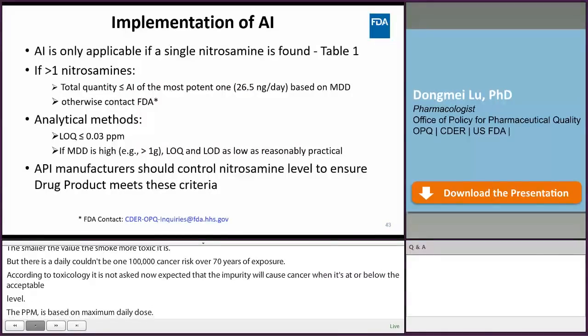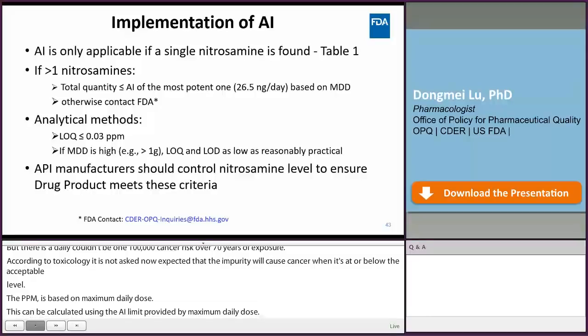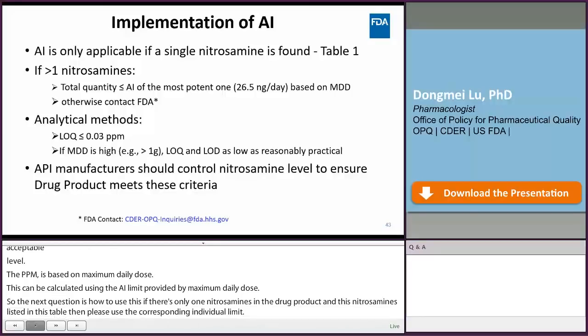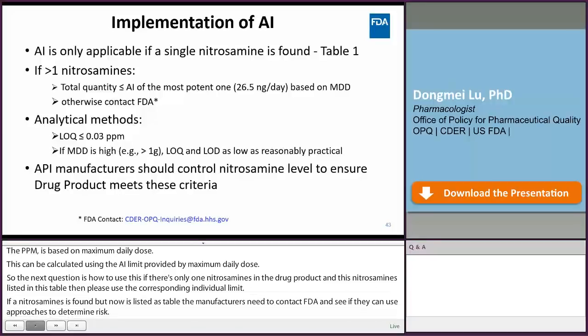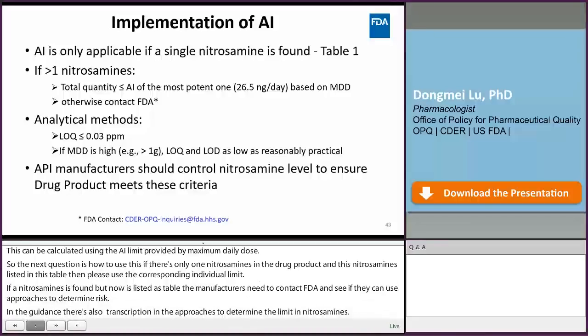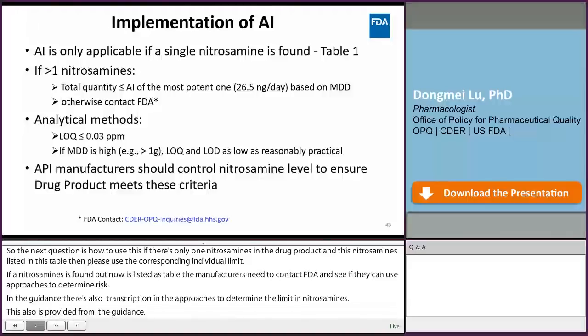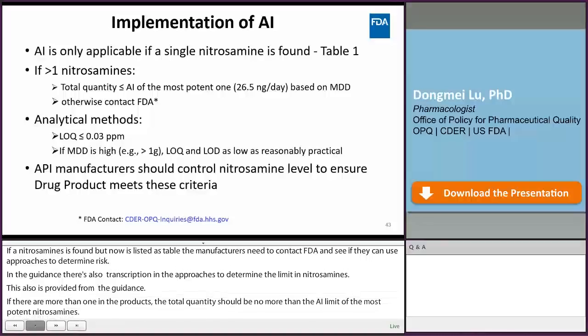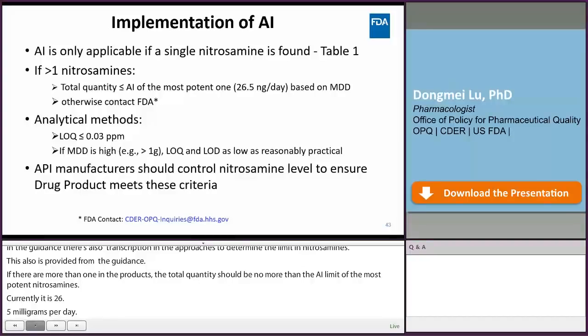So the next question is how to use this AI limit. If there is only one nitrosamine in the drug product and this nitrosamine is listed in this table, then please use the corresponding individual limit. If a nitrosamine is found but not listed in this table, the manufacturers need to contact FDA, and they can use approaches in the ICH M7 guidance to determine risk. In the guidance Appendix B, there is also a description of the approaches to determine the AI limit for nitrosamines. This is also derived from the M7 guidance. If there is more than one nitrosamine in the drug product, the total quantity of nitrosamines should be no more than the AI limit of the most potent nitrosamine. Currently, it is 26.5 nanogram per day. Otherwise, please contact FDA.